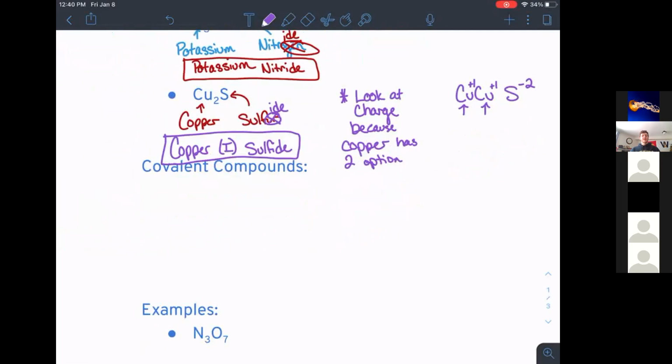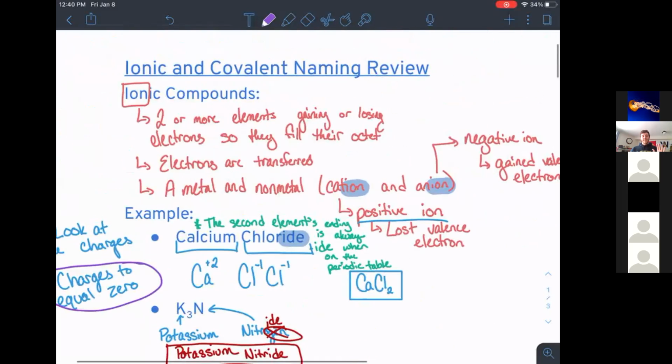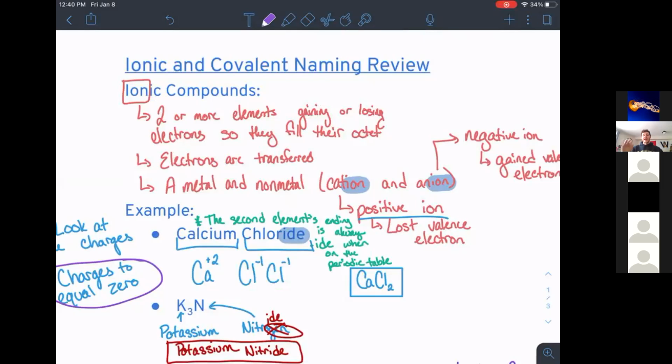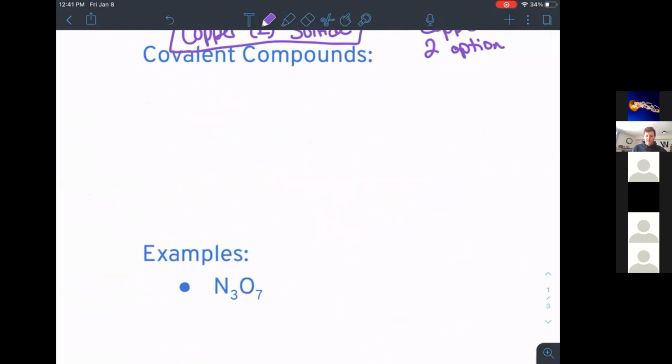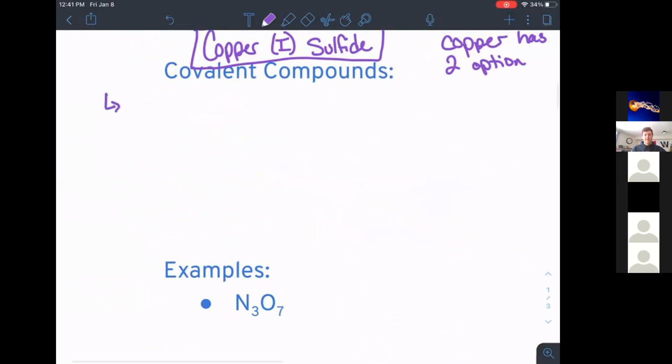But we do now have to talk about covalent compounds. We know ionic compounds have to do with charges. We know that they're gaining or losing their electrons, so their electrons get transferred, and it happens between cations and anions, or metals and nonmetals. Covalent compounds. What do we remember about covalent compounds? The two nonmetals. 2 nonmetals, perfect.